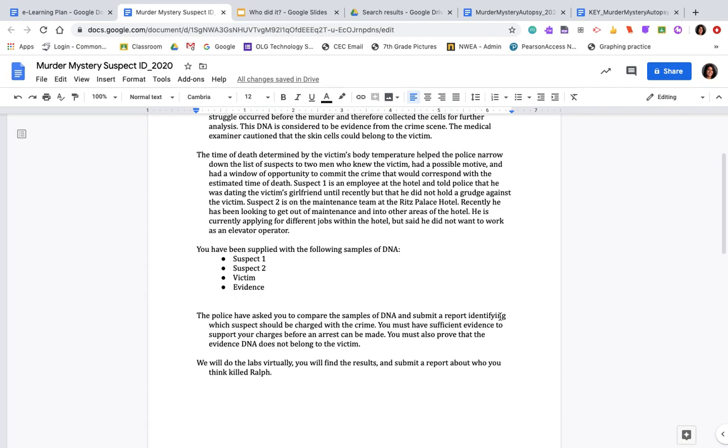Okay. With the labs, you are going to be thinking about the fact that you're going to need to run 4 tests. So you're going to need to do suspect 1, suspect 2, the victim, and the evidence. The reason you are doing the victim is to make sure that the evidence is not the victim's. Police have asked you to compare the samples of DNA and submit a report identifying which suspect should be charged with the crime. You will have sufficient evidence to support your charges before an arrest can be made. You must also prove that the evidence DNA does not belong to the victim.